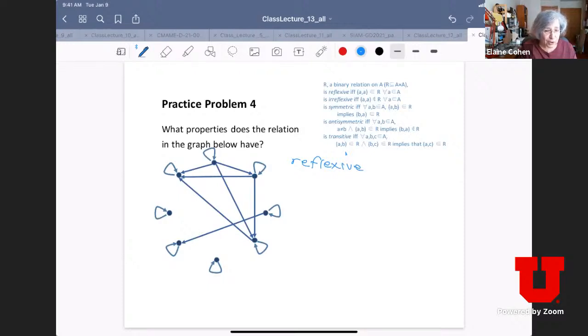Does it have any other property? Anti-symmetric. Let's see. If there's an arrow from A to B, are there any arrows back from B to A? I don't think so. I don't see any. So yes, it is anti-symmetric.